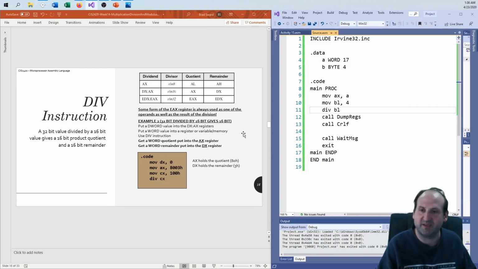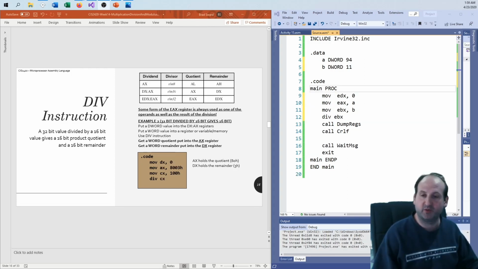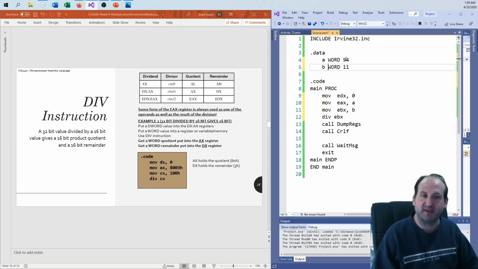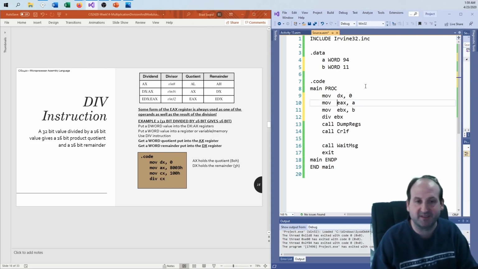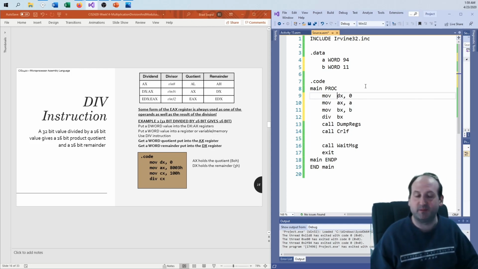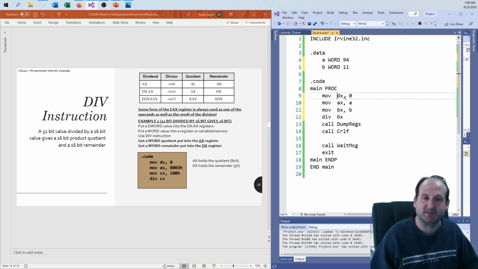All right, so moving on to the next one. We have a 32-bit quantity that's divided by a 16-bit quantity, and the result will be 16 bits set aside for the quotient and 16 set aside for the remainder. Just to change things up, I'm going to use word and word here. So I've got 94 and 11, and I'm using word because I have to fill in the DX register with the high end of the number that I'm dividing. DX is a word, and A, which is AX, is a word.